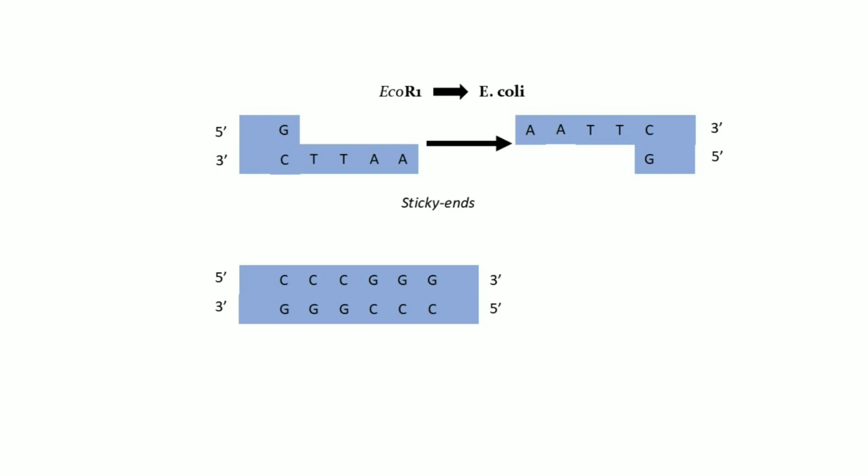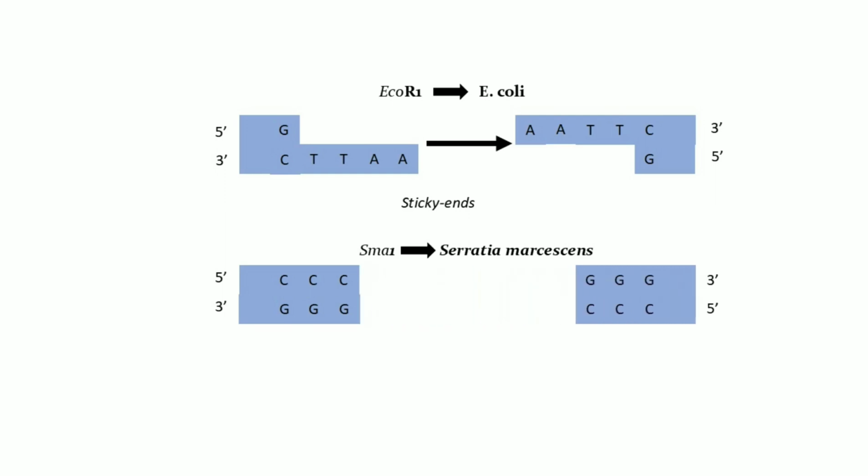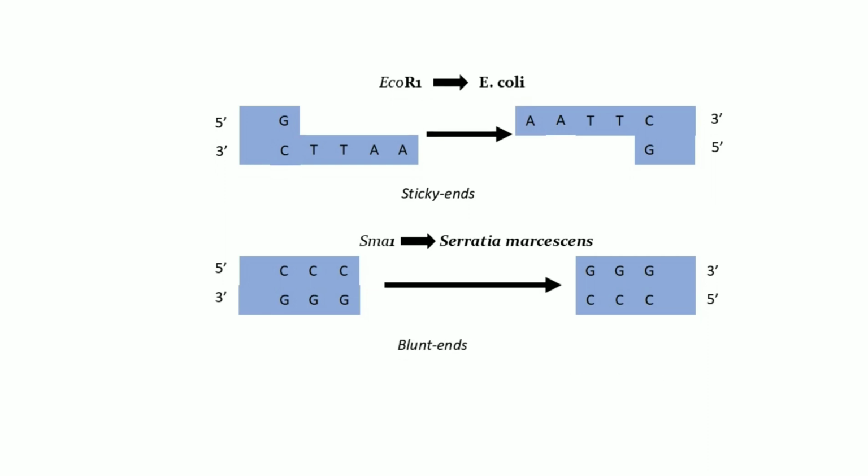Another example of restriction enzyme is SmaI. It is produced by Serratia marcescens. It recognizes the base sequence of 5' CCCGGG 3'. The cut is made between the adjacent C and G.